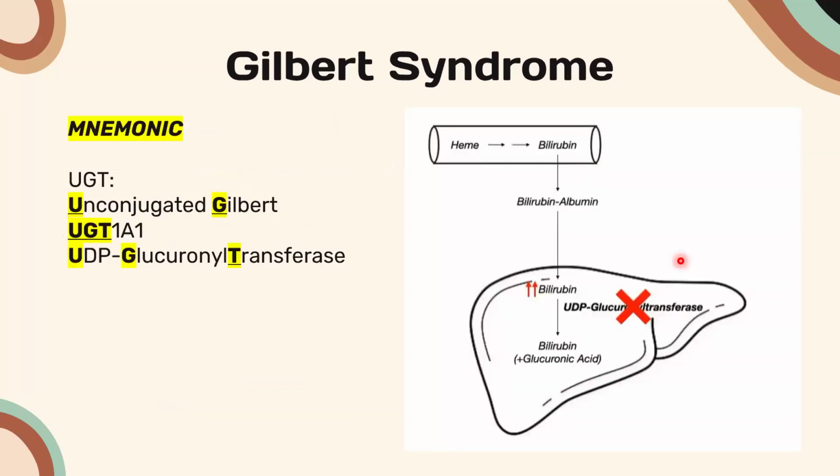One way to remember Gilbert syndrome is the mnemonic UGT. U is for unconjugated, essentially meaning this is a type of unconjugated hyperbilirubinemia, and G is for Gilbert. The UGT1A1 is basically the gene that is mutated, and it codes for this enzyme. And this is the third part, UDP glucuronide transferase. So, quick recap: in Gilbert syndrome, the UGT1A1 gene is mutated, which means the activity of this enzyme decreases, and there is an increase in indirect bilirubin. That is Gilbert syndrome.